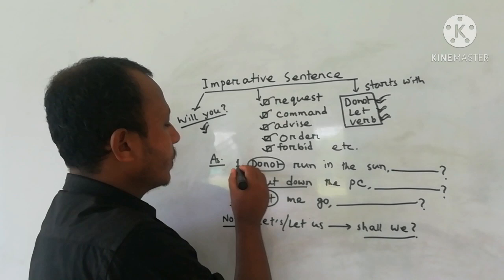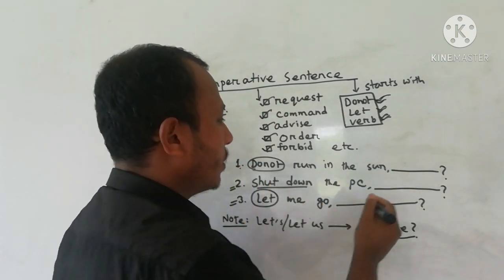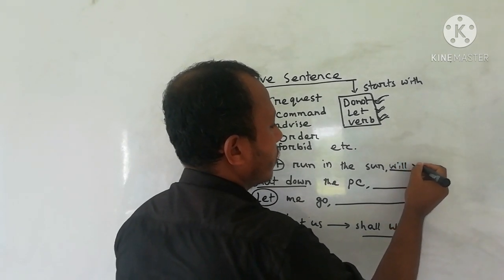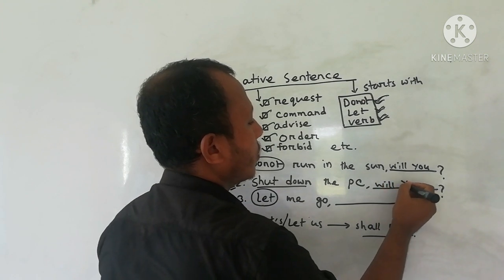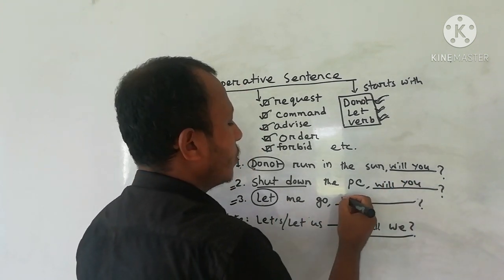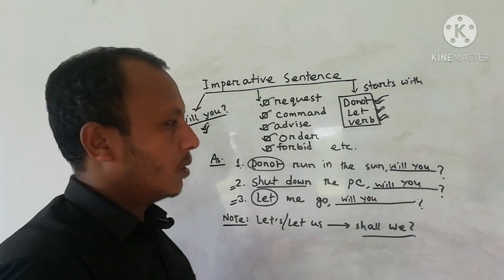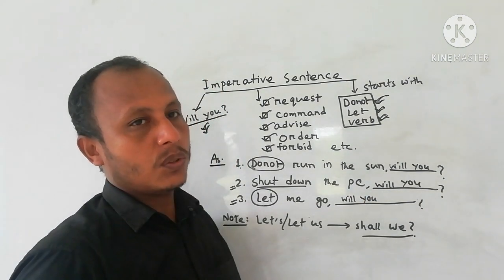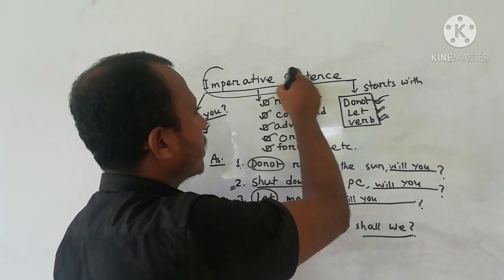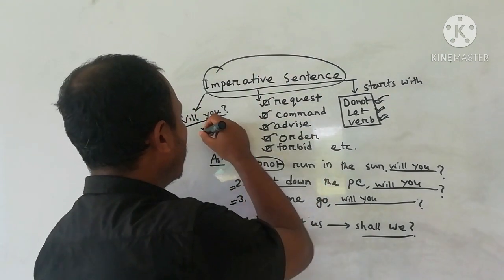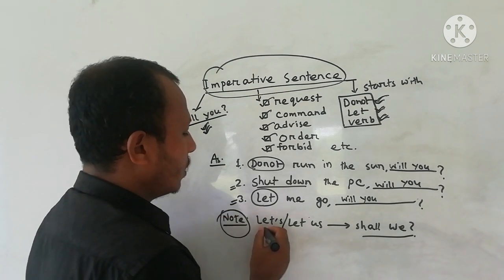For example, number 1, do not run in the sun. You can use will you here. Shut down the PC, will you. Let me go, will you. There are other rules too, but you don't need to use them. You can solve imperative sentence problems in making question tags with this one rule, will you. But there is a note too.